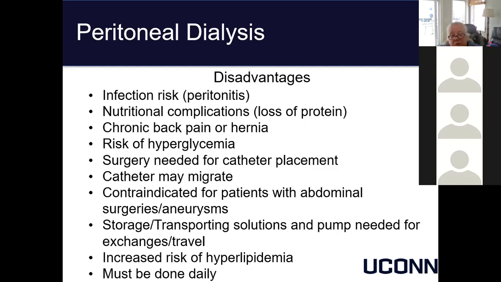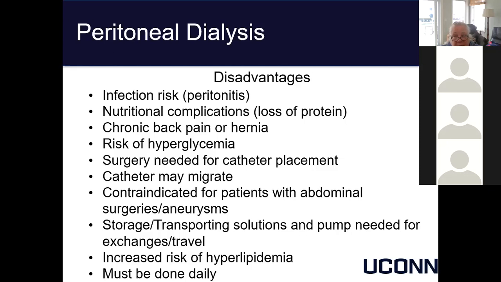You need a surgical procedure to place the catheter, and you worry about the catheter migrating or moving. Patients who have had a history of abdominal surgeries and or aneurysms. So if you have a lower aortic aneurysm, a renal artery aneurysm, or a lower aortic dissection, you are not eligible for peritoneal dialysis.